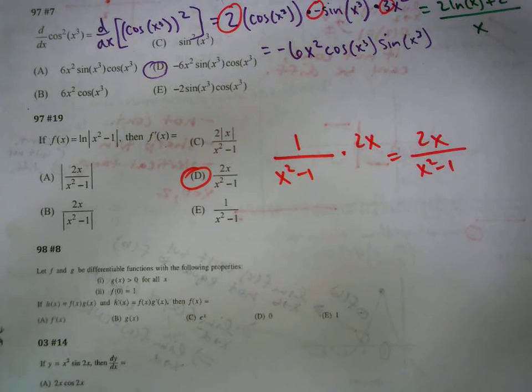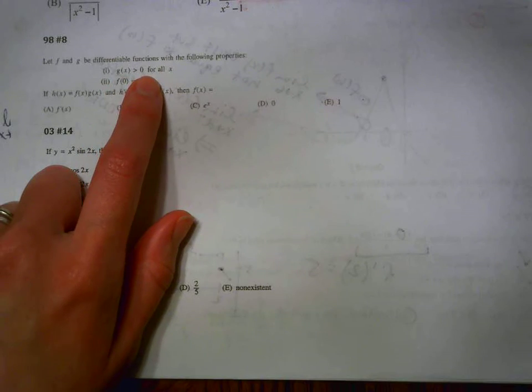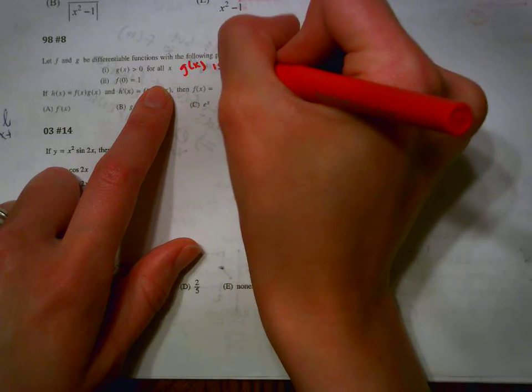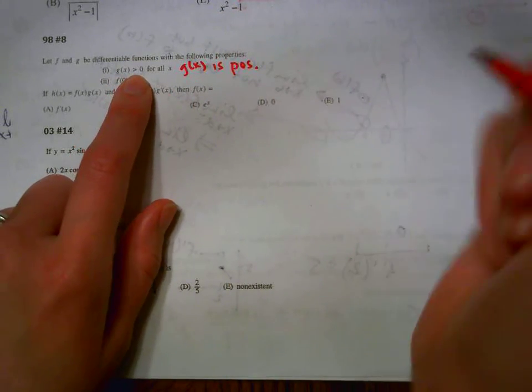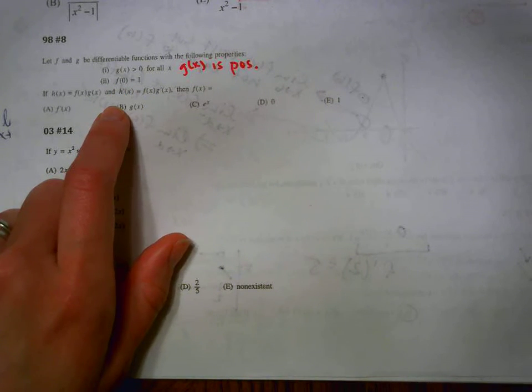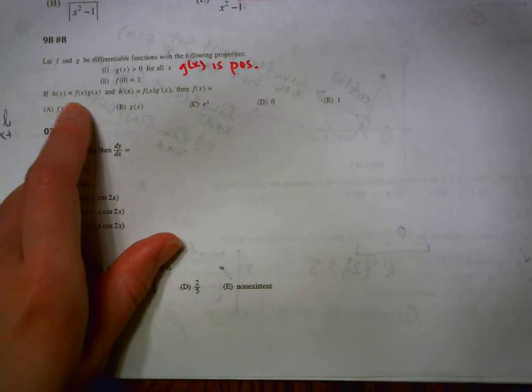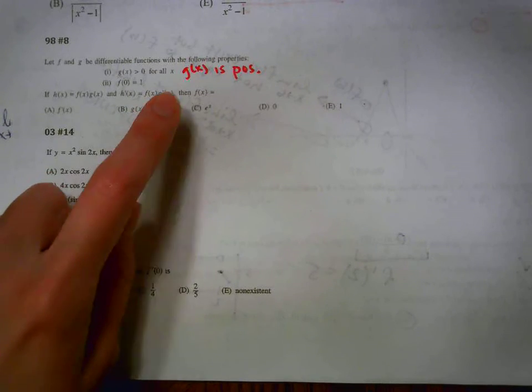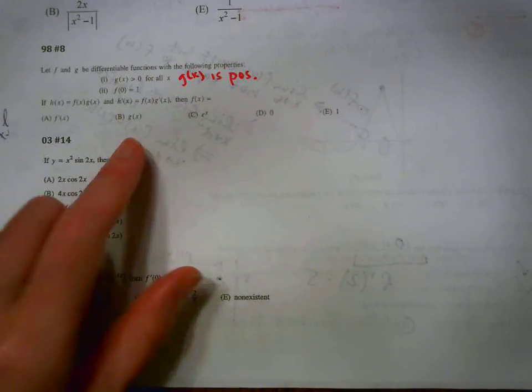Okay, this next one's kind of like a puzzle. It says, let f and g be differentiable functions with the following properties. I don't know if you can see, this one didn't print that well. g of x is greater than 0. So what is that telling you? g of x is positive, right? And it's greater than 0, not equal to. And it says f of 0 equals 1. So then if h of x equals f times g, and h prime is just f times g prime, then f of x must equal which one of these?